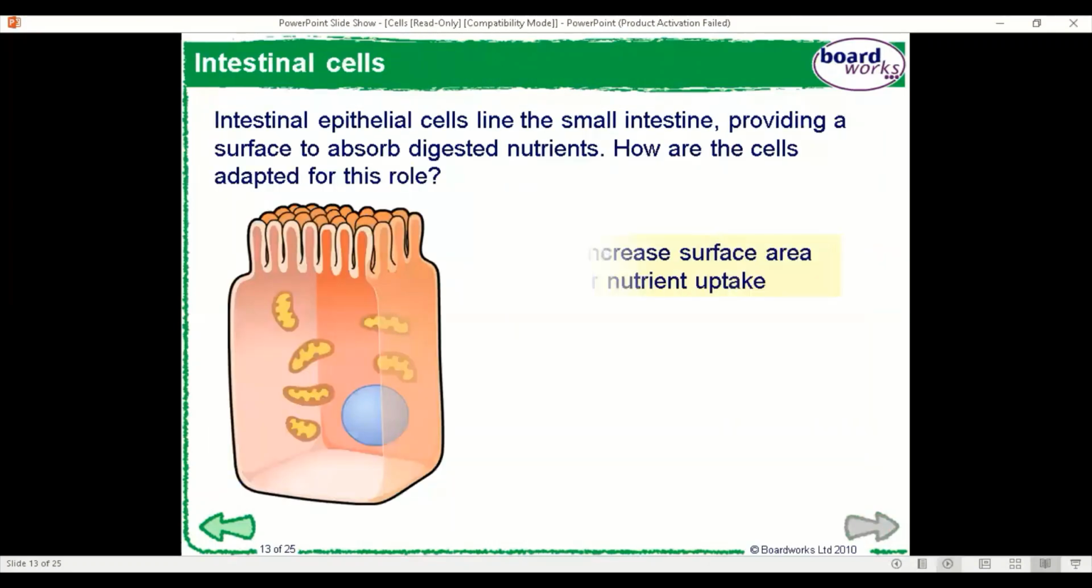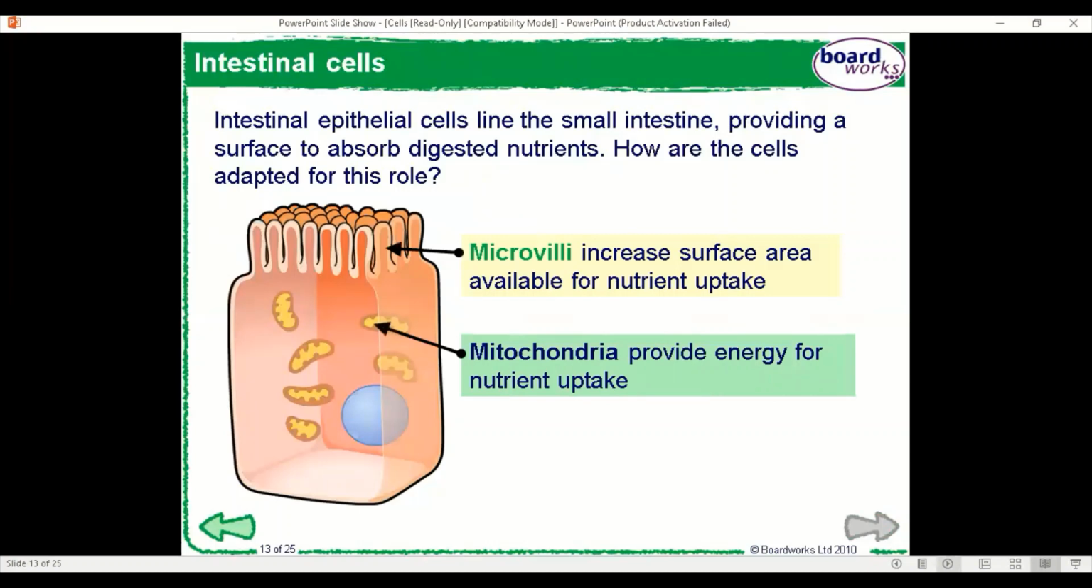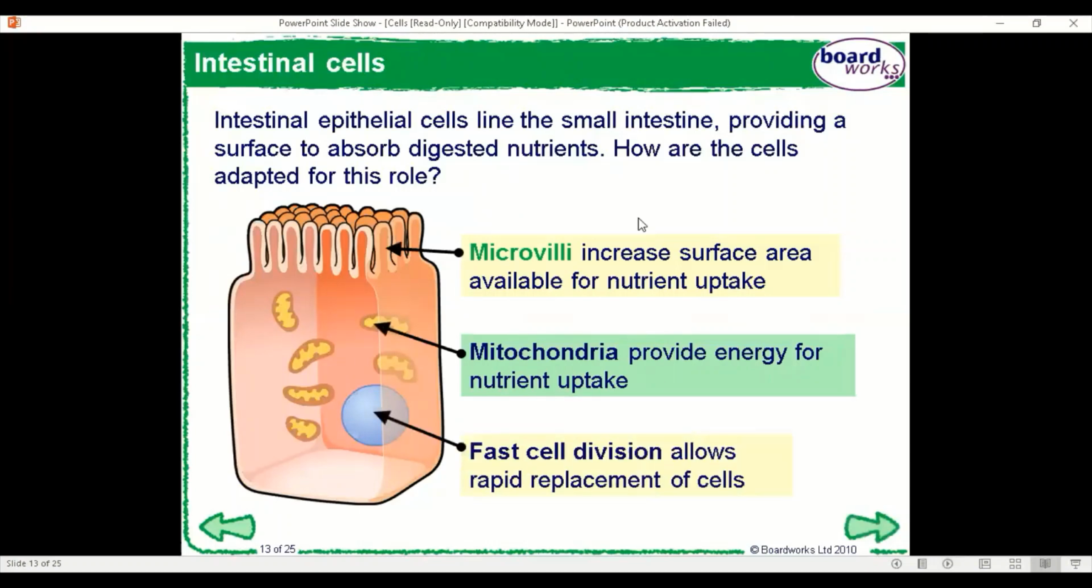This is intestinal cells. I've already mentioned this to you: microvilli, mitochondria, and fast cell division. So intestinal cells, we need to write some facts on intestinal cells. Right, so do that. And remember the microvilli. That's very important. It increases the surface area. Mitochondria need a lot of energy, and it divides rapidly because lots of them get broken and damaged as time goes on.